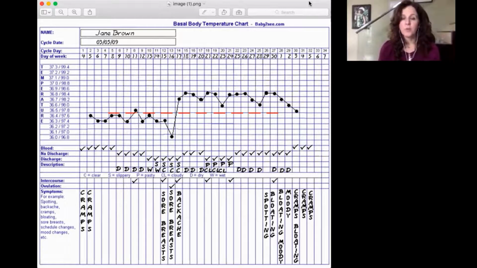So first of all, what you're going to need is a thermometer. It's really important to have that. You want to get one that has at least two digits on it so you can get that point. So 97.6 is going to be really important when you're charting, because those little tenths of a degree make a big difference in knowing what's going on with your menstrual cycle. So you want to have that.